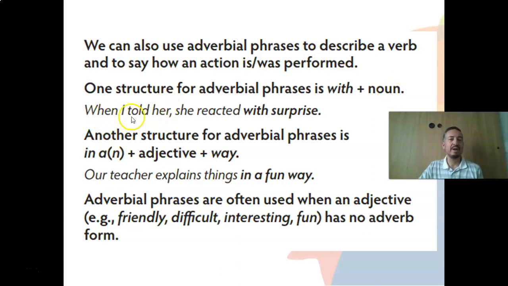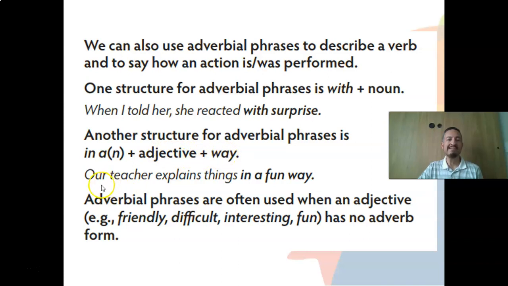For example, when I told her, she reacted with surprise. In a surprising way. So it's how did she react? With surprise. This is an adverb of manner. But in this case, it's not only one adverb. It's a phrase, adverbial phrase. With surprise. So it's with plus noun. Noun, surprise is a noun. Okay? Another structure for adverbial phrases is in a or in an plus the adjective plus the word way.